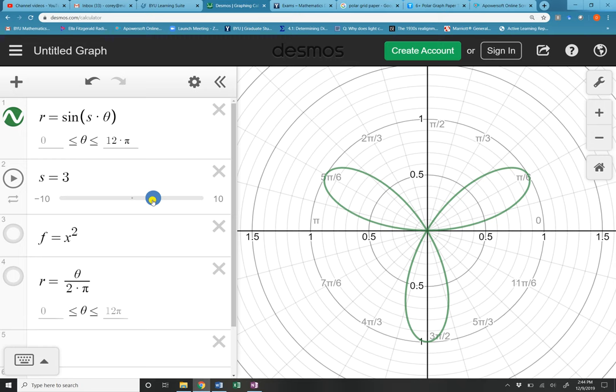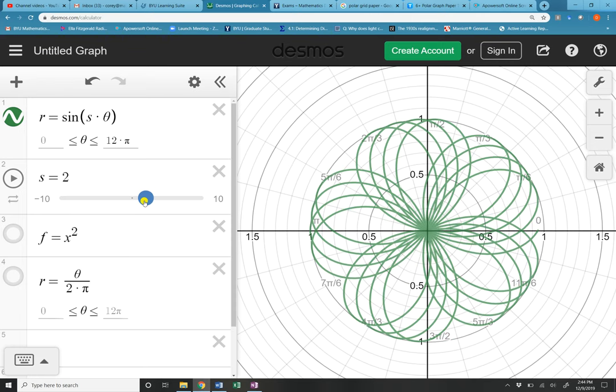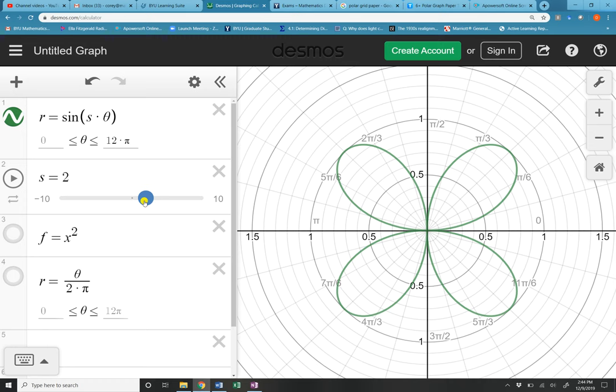If we're back down to 2, 0 to pi actually only traces out 2 of the petals. We can think about which 2. So I start off here at 0. By the time I get to pi fourths, where am I? When it's sine of 2 theta, by the time I get to pi fourths, I'm looking at the sine of pi half, and I'm at 1. And by the time I'm at pi half, my output is the sine of pi, so I'm at 0.